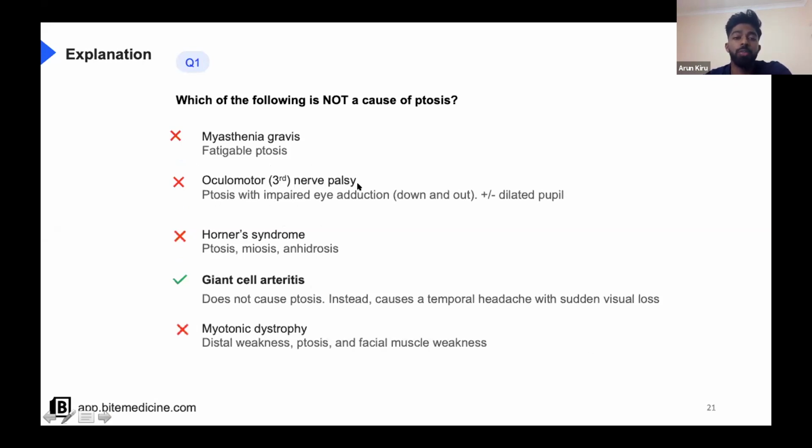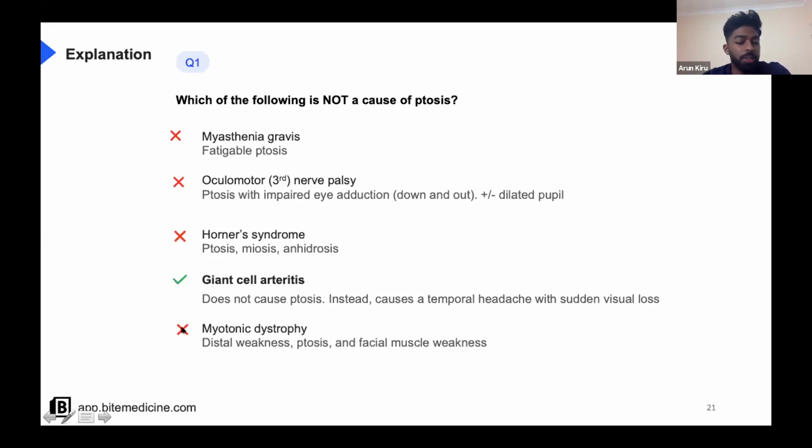Third nerve palsy causes 3 classic signs. Ptosis with impaired eye movements. And if it's a surgical third nerve palsy, you get a dilated pupil. If not, then you may not have that. Horner syndrome causes ptosis, miosis, and anhidrosis. Giant cell arteritis does not cause a ptosis. Instead, it causes this temporal headache, scalp pain, sudden visual loss, jaw claudication, an emergency in ophthalmology.